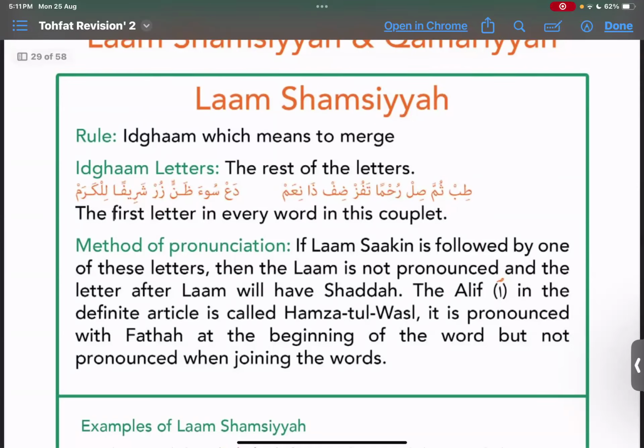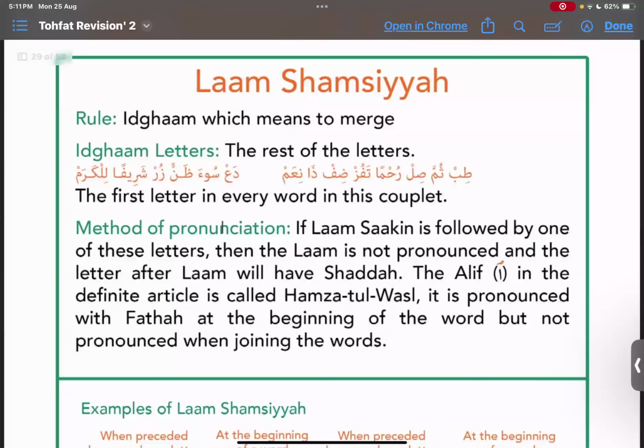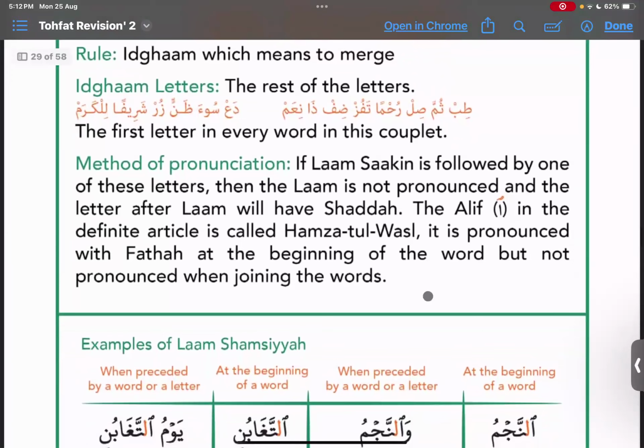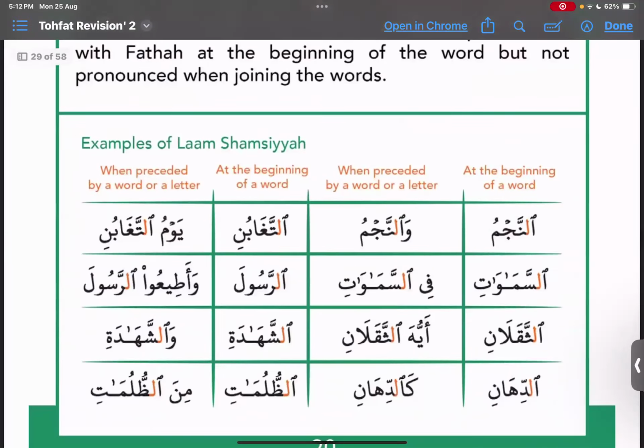All right. So again, same concept, slightly different though. If lam sakin is followed by any of those letters, then the lam will not be pronounced. The lam is silent. And instead, the letter after the lam is going to have a shadda on top. And as for the alif of al, the same rule applies. It's going to be a fatha if it's at the beginning of the word. However, if it's connecting, then it's just a connecting alif.